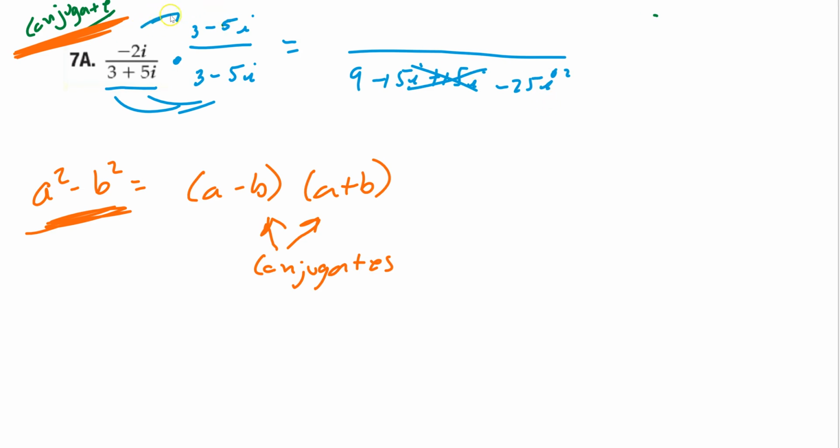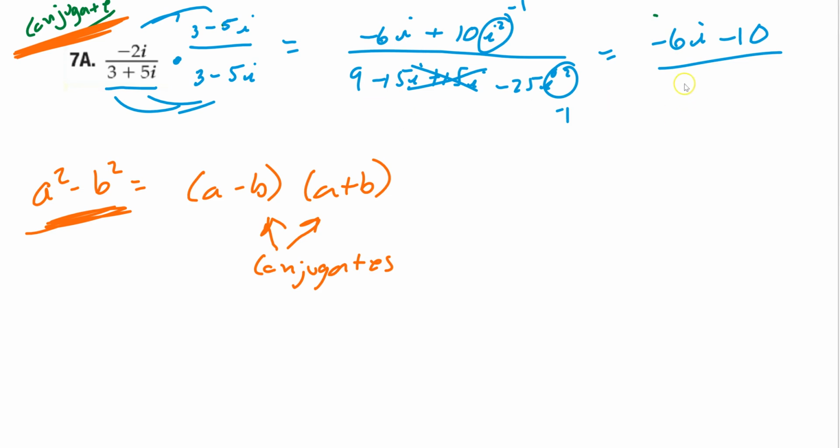On top, you just distribute like we always do. Negative 6i plus 10i squared. Now we can simplify. i squared is negative 1. i squared is negative 1. And I get this: negative 6i minus 10. On the bottom I have 9, two negatives make a positive, plus 25. So I get negative 6i minus 10 over 34.